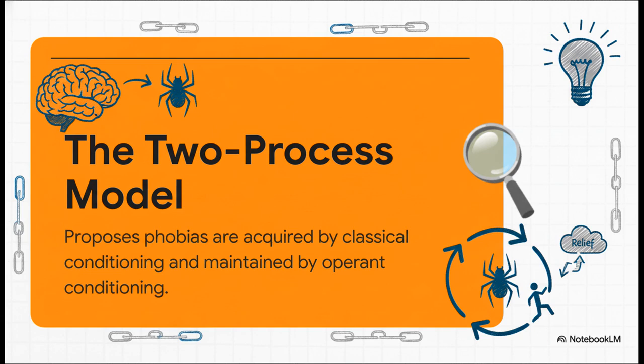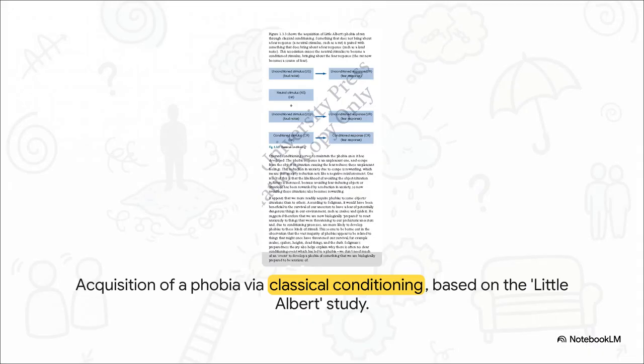Okay, now we get to the main event for the behavioral approach, the explanation. The two-process model is the absolute key theory you need to know. It's actually pretty elegant. One process explains how the phobia gets started, and the second process explains why it just won't go away. And this slide illustrates that first stage perfectly, acquisition through classical conditioning.